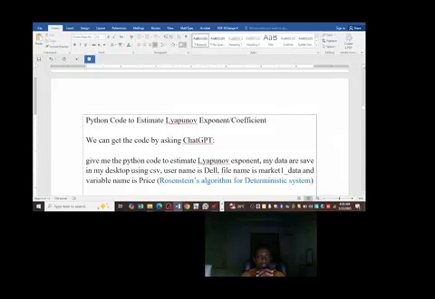Now, the first one we have here is: give me the Python code to estimate Lyapunov exponent. My data are saved on my desktop using CSV. Username is Dell. File name is market1_data. And my variable name is price. We are now using the algorithm of Rosenstein, and this algorithm is meant for a deterministic system. However, before we execute this instruction, we need to download the data of our choice.